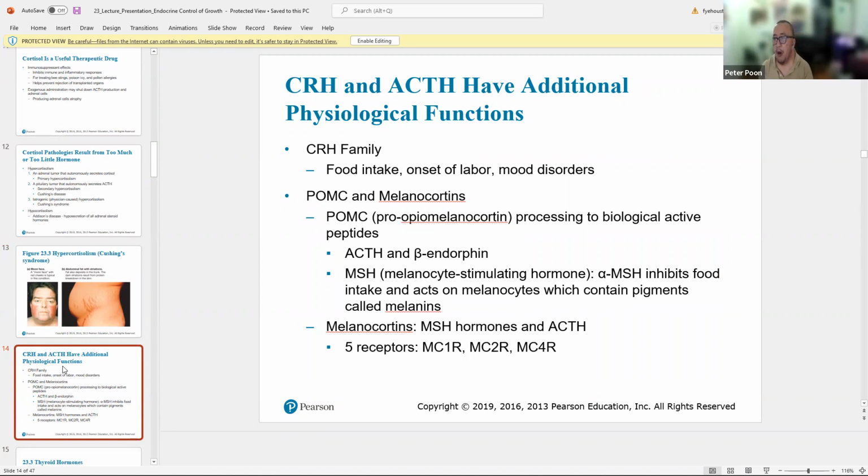Corticotropin-releasing hormone also has a role in food intake, a little bit in onset of labor, and mood disorders, because it comes from POMC. POMC breaks down into many different hormones all at the same time: ACTH, beta endorphin, MSH.